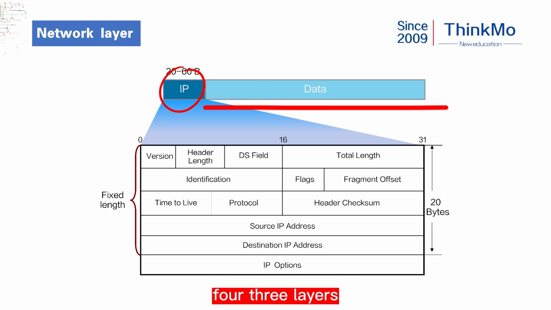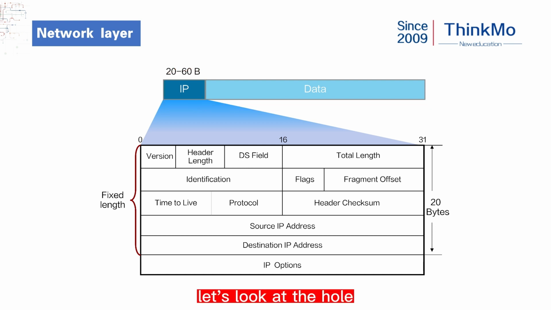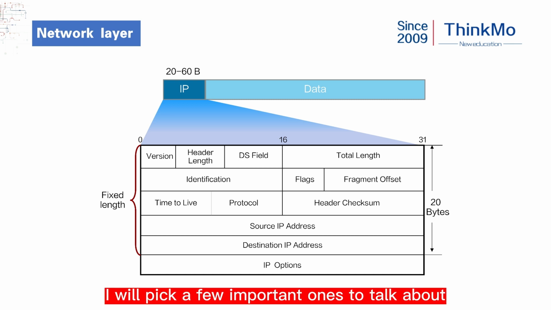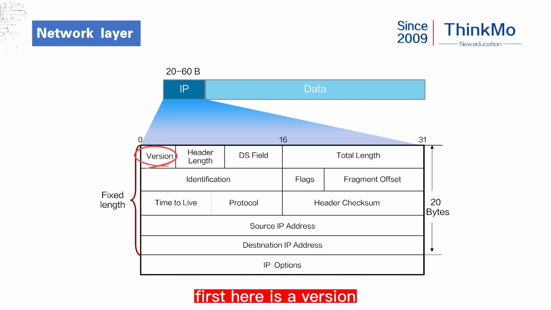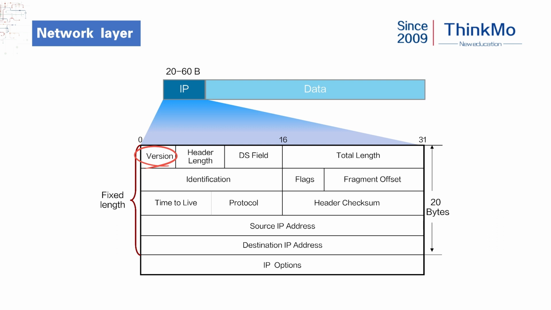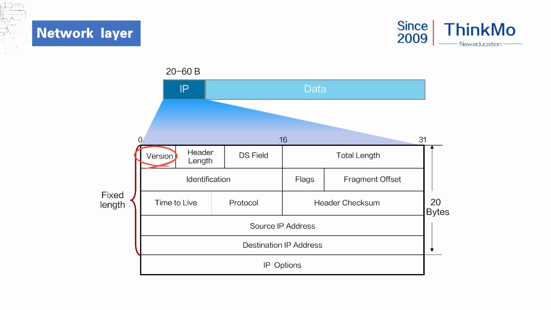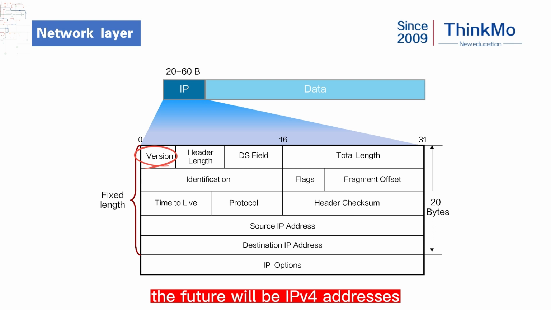For layer 3, there are some parameters in the IP header that are slightly more important. Everyone needs to remember. Let's look at the whole, and I will pick a few important ones to talk about. First, here is a version. There are 2 versions of the IP protocol. One is version 4. The other is version 6. The version we use now by default is version 4. That's the IP address we're talking about now, which will be IPv4 addresses.